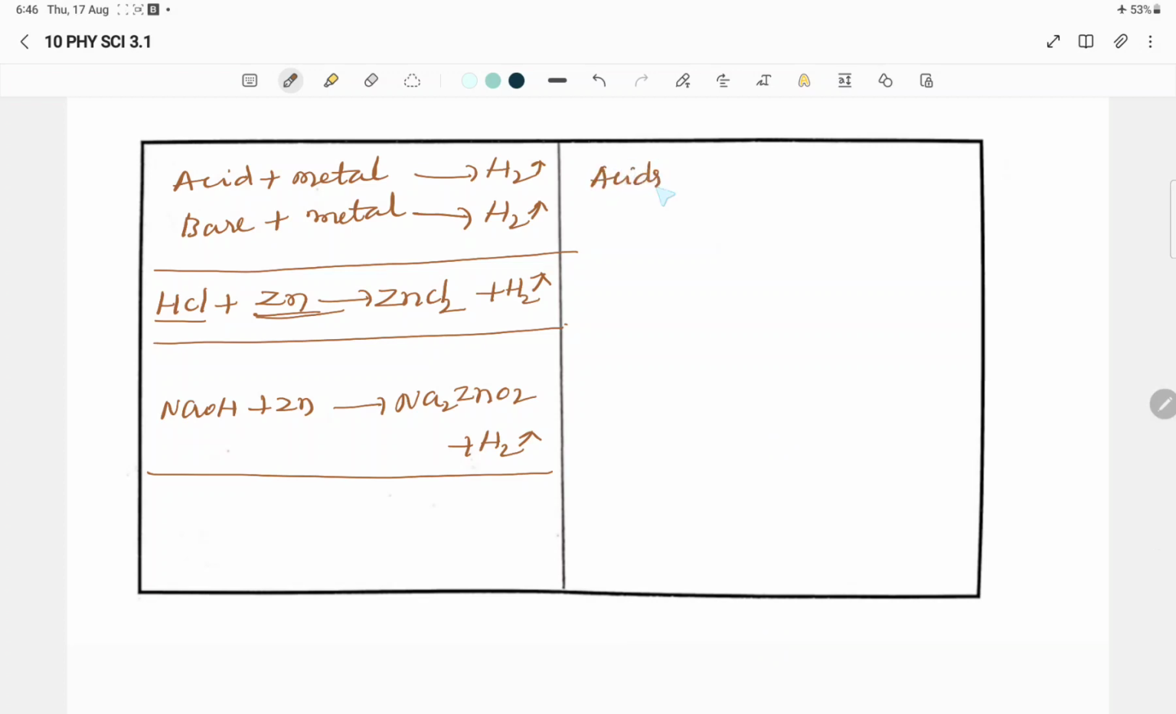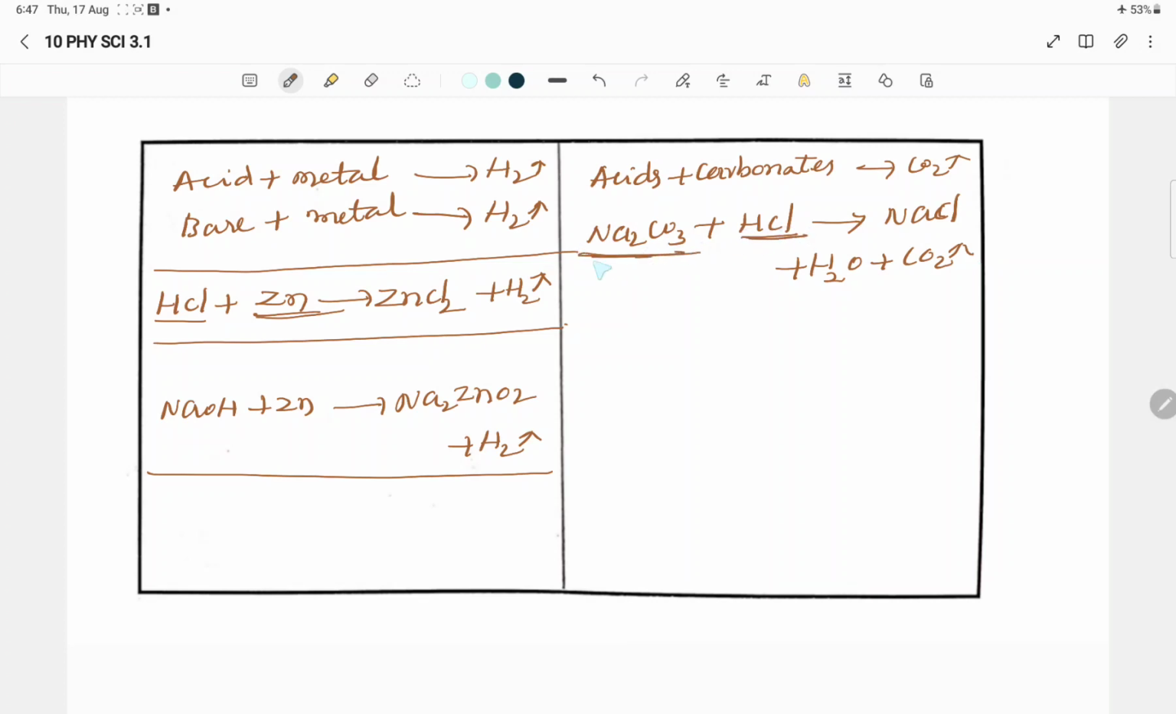Acids plus carbonates: acids with carbonates release CO2 gas. For example, I am taking the carbonate Na2CO3, sodium carbonate. Na2CO3 plus acid HCl, hydrochloric acid, gives NaCl, sodium chloride, common salt, plus water plus CO2 gas. Here acids react with carbonates and release CO2 gas.